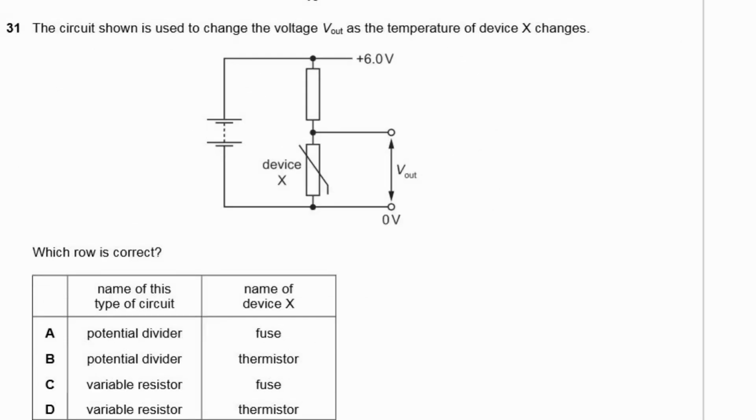Question 31. The circuit shown is used to change the voltage V out as the temperature of device X changes. Which row is correct? Well, if device X changes its resistance with the temperature, then it's going to be some type of thermistor. So thermistor here and thermistor here. Now, we're taking some voltage across the circuit, the midpoint of the circuit there. What we're doing is dividing the potential difference being provided by the battery up the top. So in that case, this is a potential divider circuit. It's B. So we're using a changing fraction of the voltage that's provided. That's a potential divider circuit.